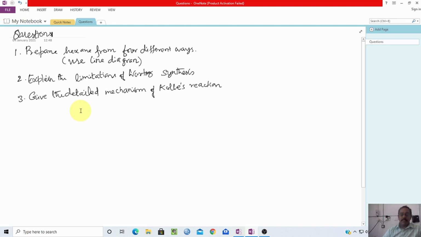Finally, we have here the questions for the session. The first question is: prepare hexane in 4 different ways. We have to use line diagrams as I have done for butane. The second question is: explain the limitations of Wurtz synthesis. The third question: give the detailed mechanism of Kolbe's reaction.